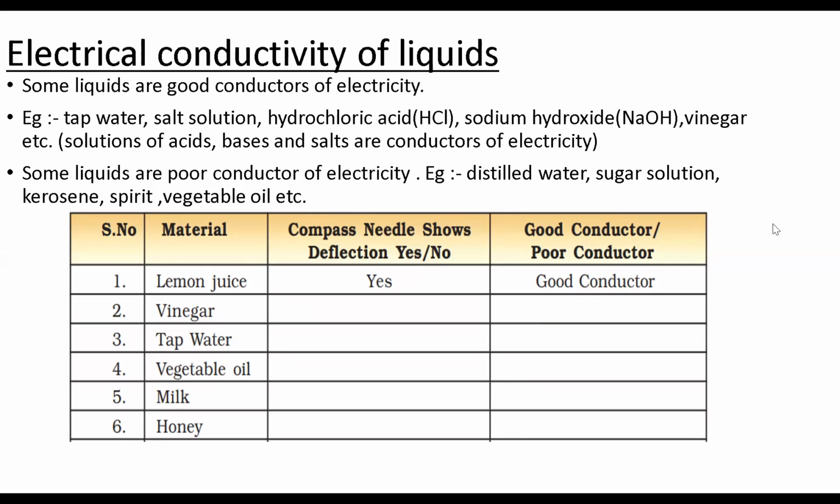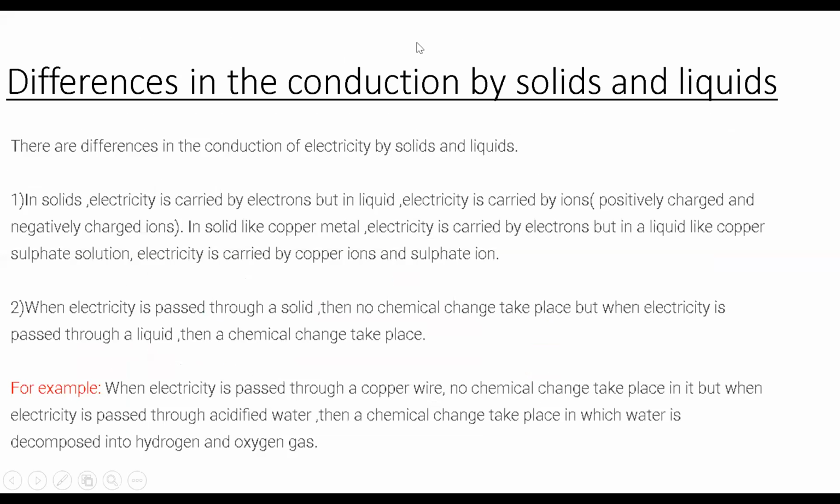Moving on to the next topic: what are the differences between conduction of electricity in solids and in liquids? There are differences in conduction. Suppose there is a circuit, a battery connected with a wire, and a bulb over here, and the current is flowing through it.